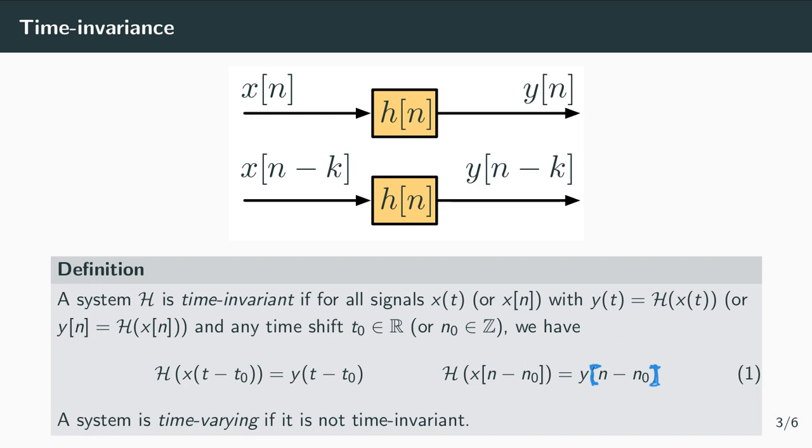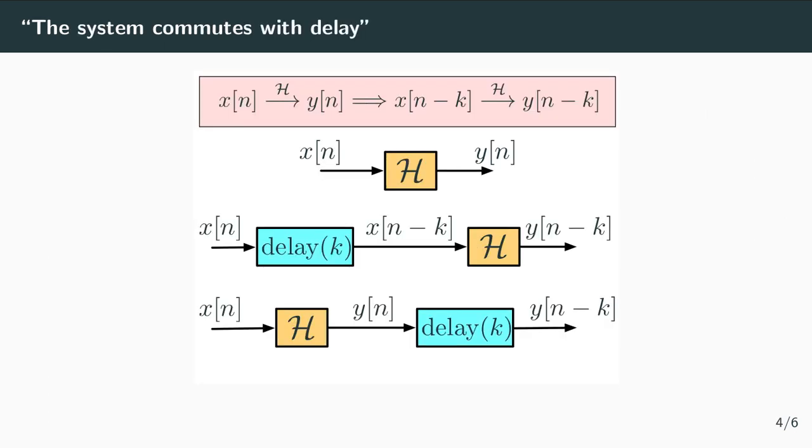So we can see this pictorially in this picture here. So here we're saying this is the behavior today, how the system works today. Then we delay by k, and here we delay by k. We get the same output delayed by k. So the internal dynamics of the system don't change. A fancy way of saying this is the system commutes with delay.